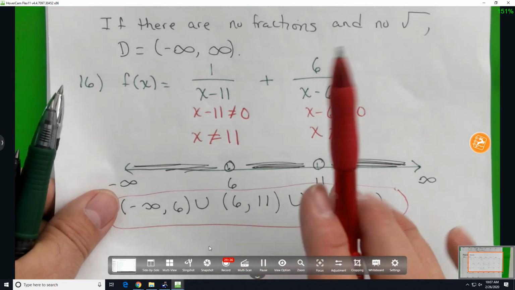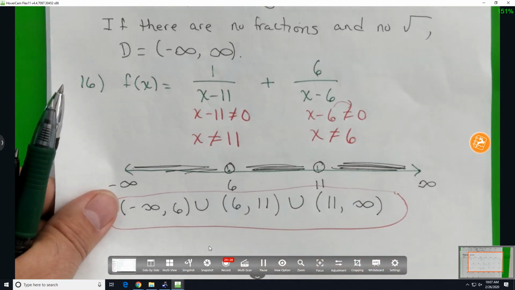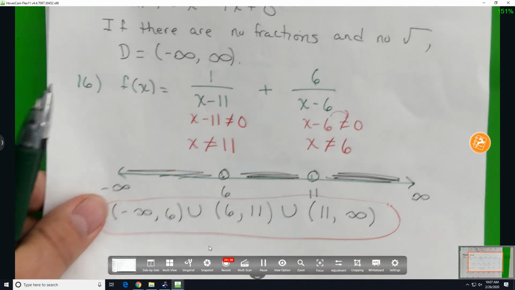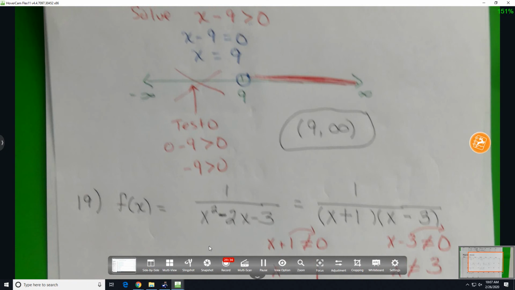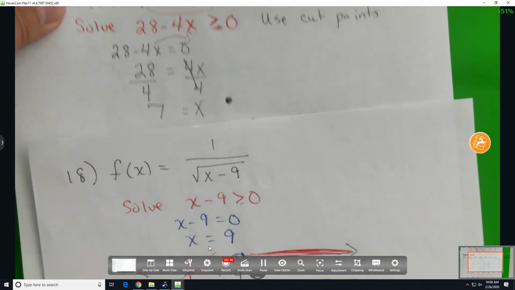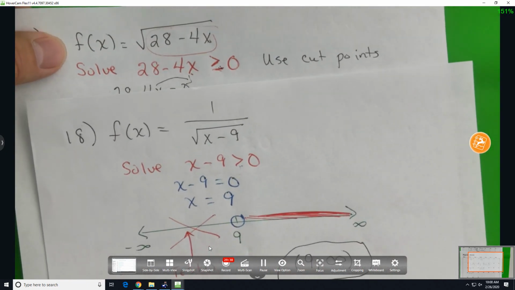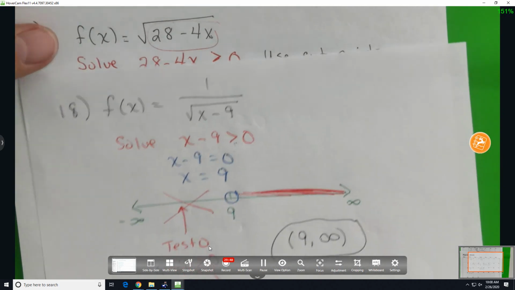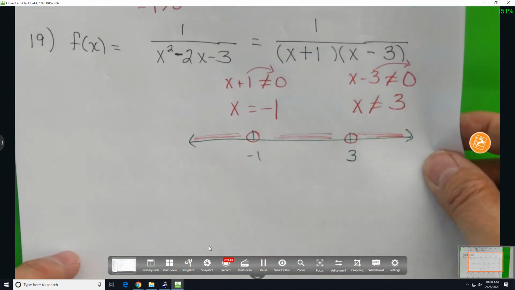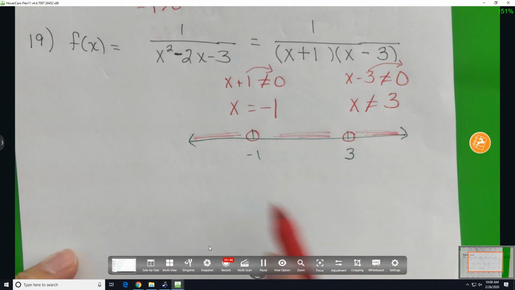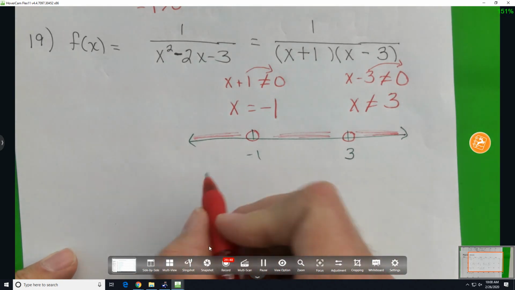Now, how do we tell the difference? Well, these have fractions. How does it differ from 18 and 17? 18 and 17 had square roots. Okay? So number 19, you're back to ones that have fractions. You didn't have to test, but I wrote out the number line because this is one.